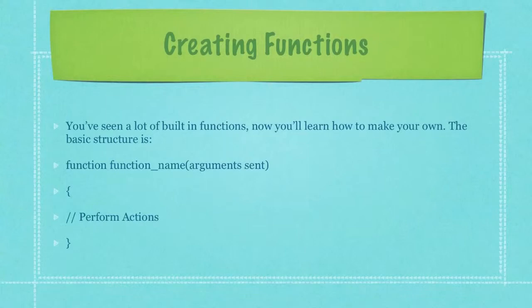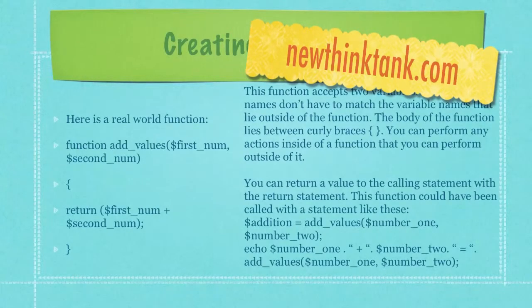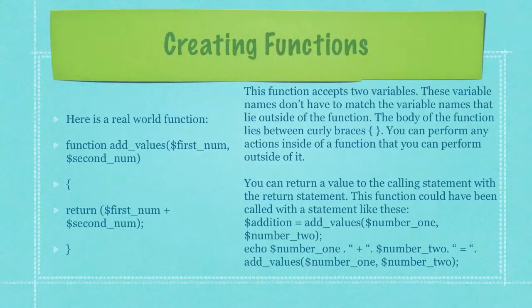The basic structure follows just like this. You first have the keyword function followed by whatever the function's name is, any arguments that you want passed to that function, and then between curly braces you would perform whatever actions you'd like. This function accepts two variables. These variable names don't have to match the variable names that lie outside of the function.